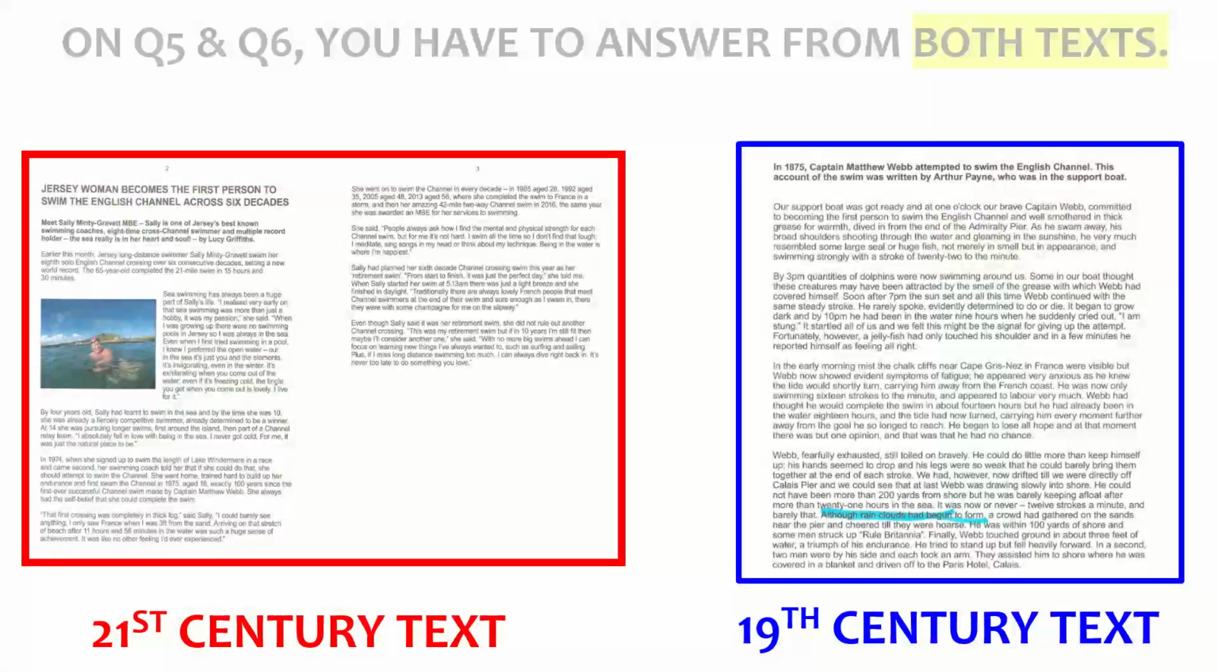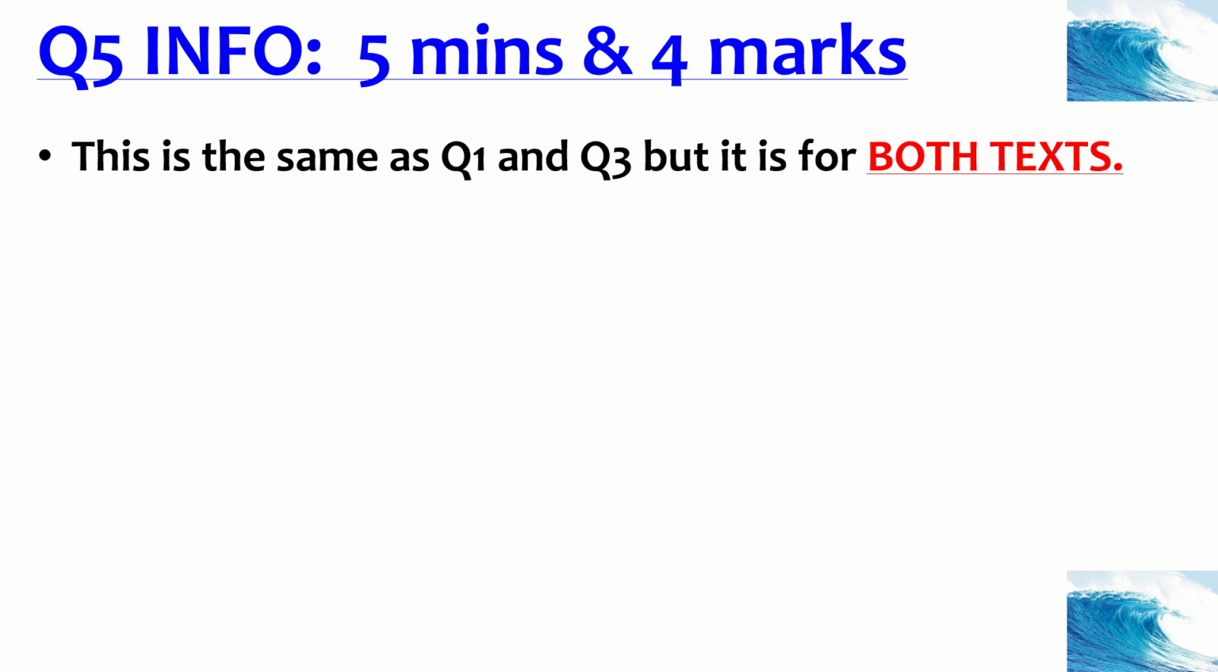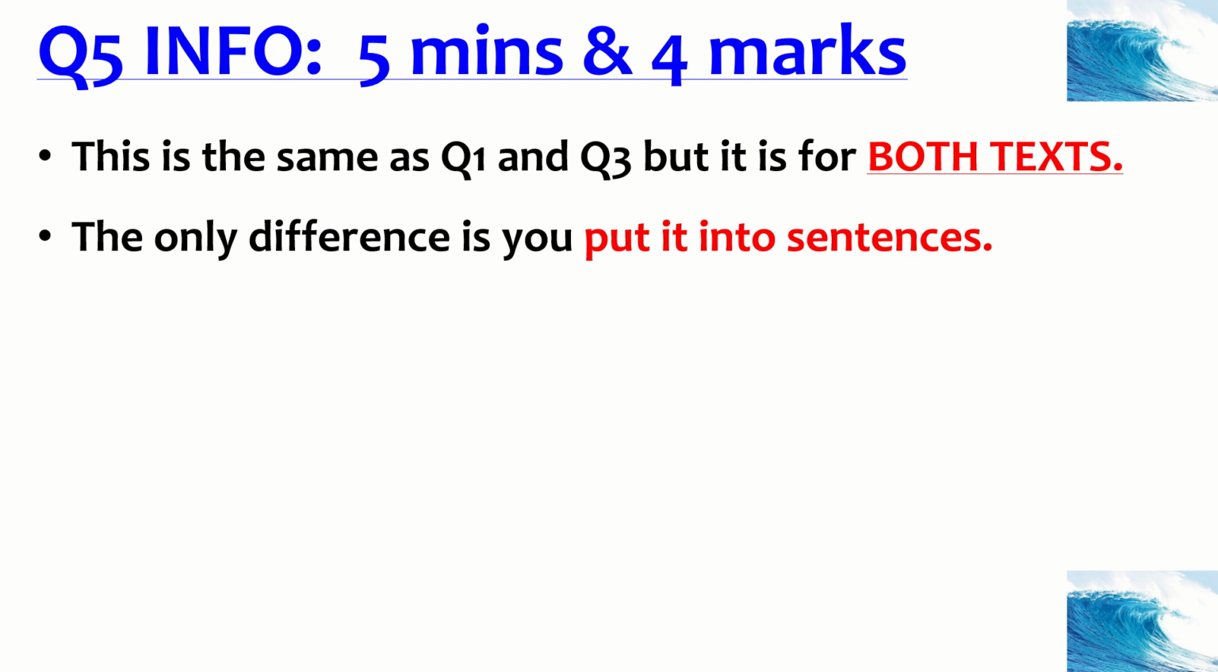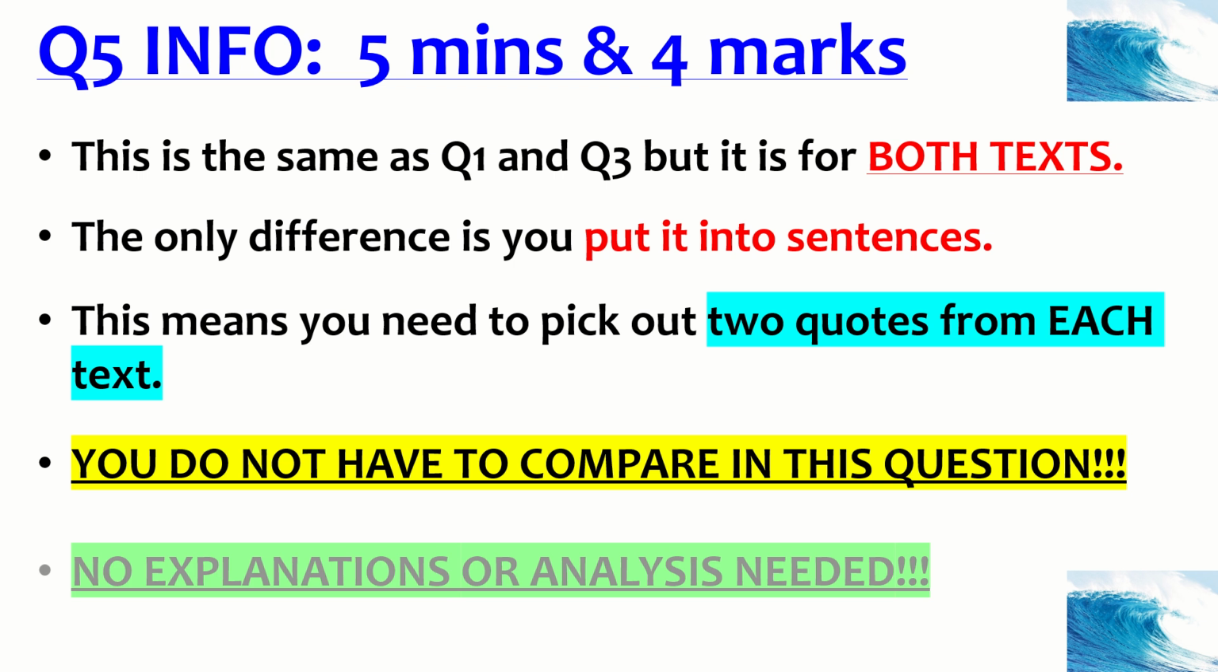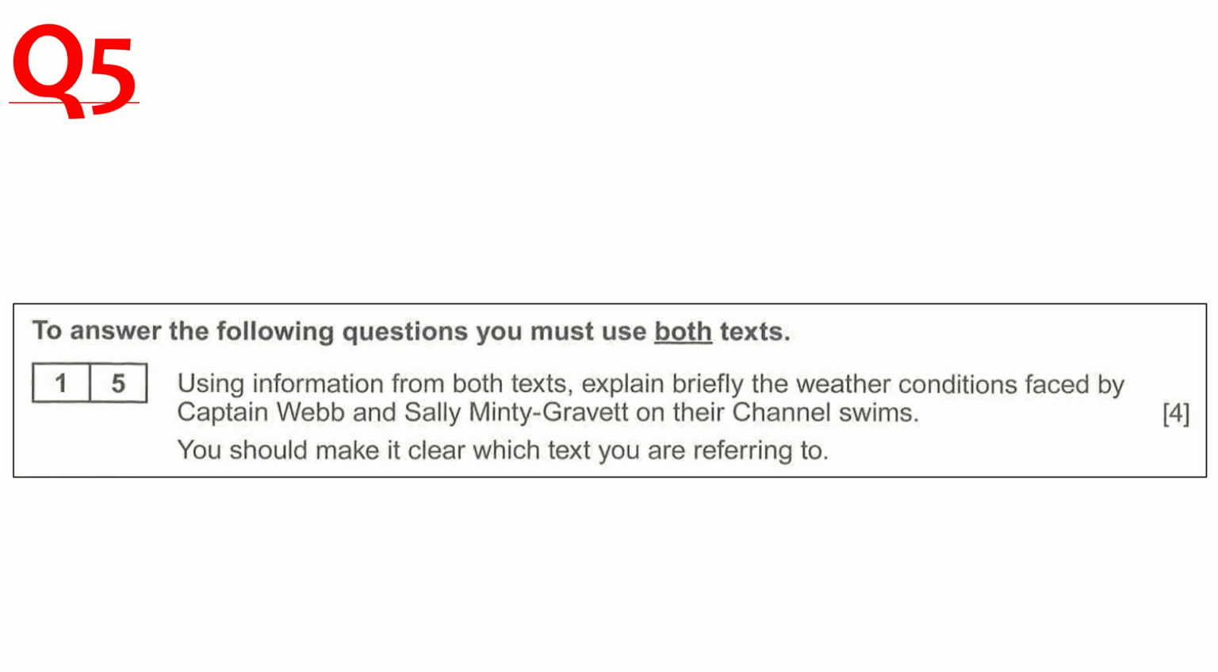Question 5 then. Questions 5 and 6 you have to answer from both texts. Question 5 is 4 marks. So it's the same as question 1 and 3, but pull it in. You need evidence from both texts. Pull it into sentences. This means you probably have to pick out 2 quotes from each text. You don't have to compare in this question, and you don't need to explain or analyse your answers.